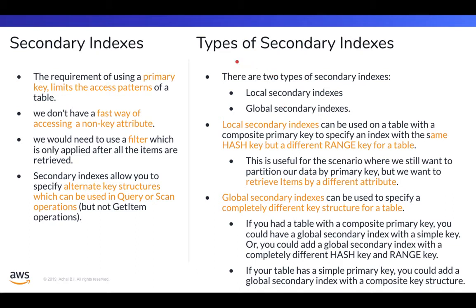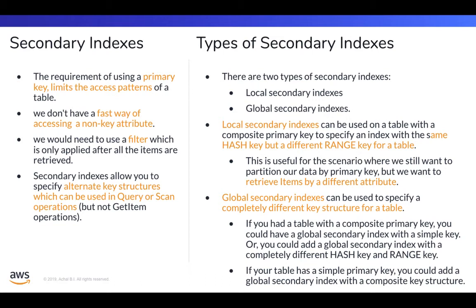There are two types of secondary indexes. One is the local secondary index, and the other is the global secondary index. A local secondary index can be used only on a table with a composite primary key, and it has the same hash key but a different range key for the table. So what it means is you have a partition key and a sort key. The partition key would not change, and the sort key would change.